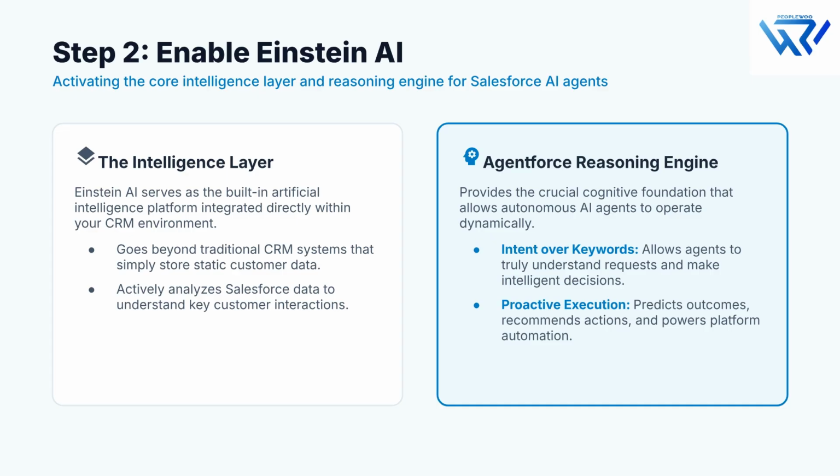Step 2. Enable Einstein. Before creating our AI agent, let's understand what Einstein actually is. Einstein AI is Salesforce's built-in artificial intelligence platform. Think of Einstein as the intelligence layer inside Salesforce CRM. Traditional CRM systems simply store customer information. Einstein goes much further. It analyzes your Salesforce data, understands customer interactions, predicts outcomes, recommends the next best actions, and powers intelligent automations across the platform. More importantly for Agentforce, Einstein provides the reasoning engine that allows AI agents to understand requests, make decisions, and respond intelligently instead of simply matching keywords.